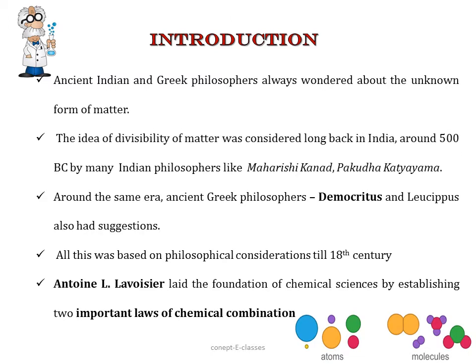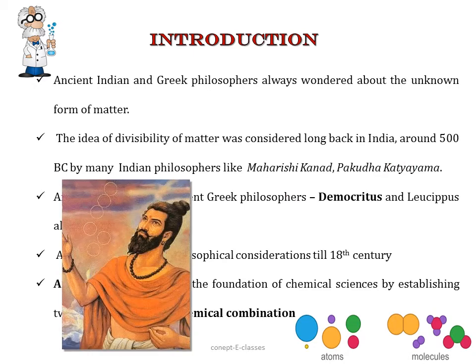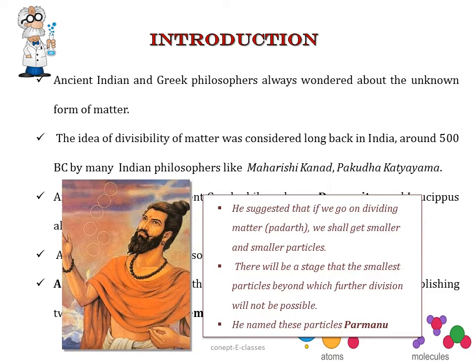And this idea of divisibility of matter, what do you mean by divisibility? That is, a matter can be divided. That idea was actually considered long back in India, and around 500 BC many Indian philosophers like Maharshi Kanad and Pakudha Katyayana put forward this idea of divisibility. Maharshi Kanad suggested that if we keep on dividing matter, which he termed as padarth, we shall get smaller and smaller particles, and then there will be a stage that these particles cannot be divided further, and he named such particles as Paramanu.